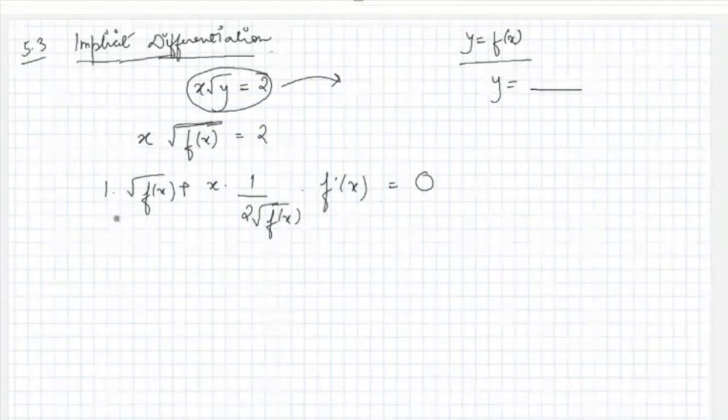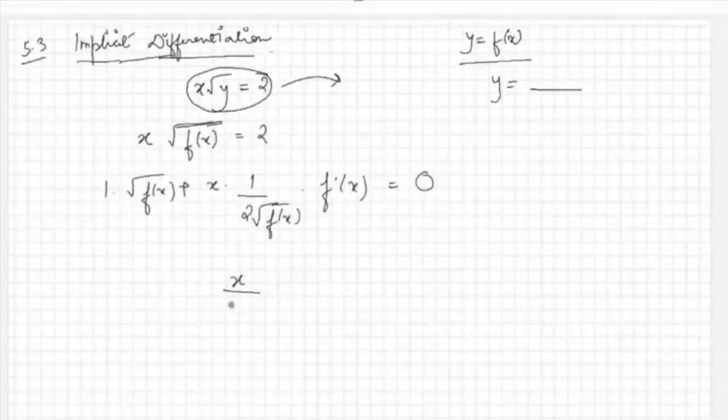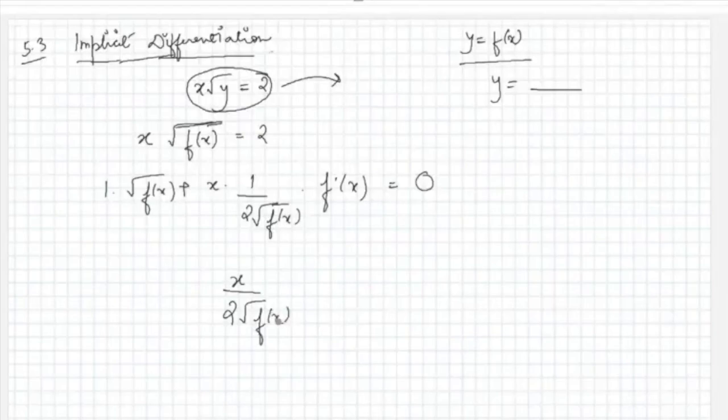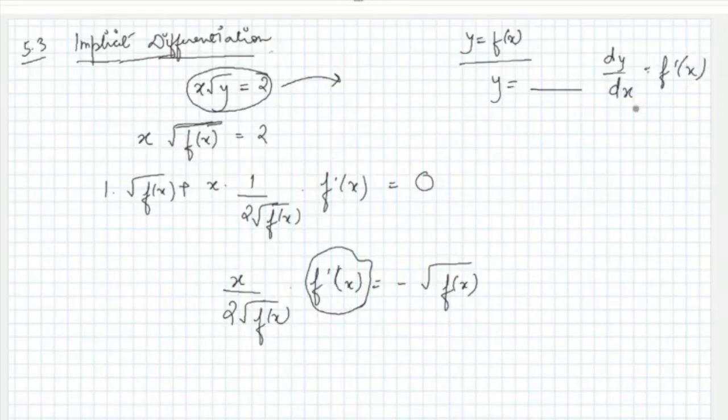I'll now rearrange these terms and I can write it as x by 2 square root f of x into f prime x is equal to minus root f of x. In this equation I do get a term which has f prime x, which is what I'm supposed to find. If this function was defined explicitly, y was a function of x, then to calculate dy by dx, I had to calculate f prime x, and by solving this equation, just by applying the chain rule, I get a term where I have f prime x.